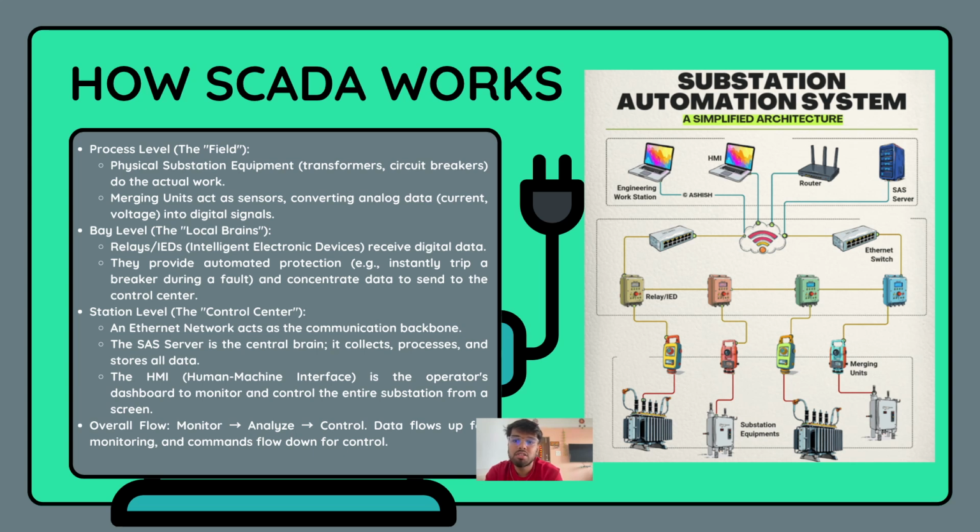At the station level, which is the main control center, an Ethernet network connects everything together. The SCADA server here collects, processes, and stores the data. Operators see all this on the HMI, which is also called the human machine interface. This is basically the dashboard screen. From here, they can monitor and control the entire substation in real time. So, the flow is monitor, analyze, and then control. Data goes up the chain for monitoring, and commands flow down for control. That's how SCADA helps substation automation run safely and efficiently.